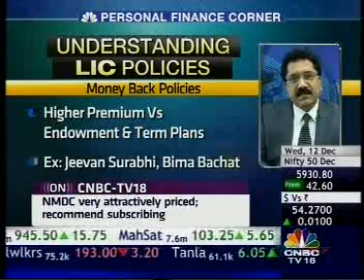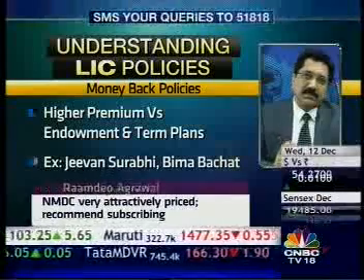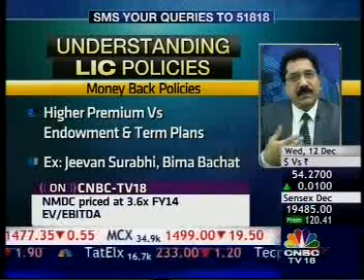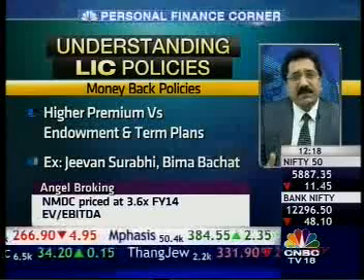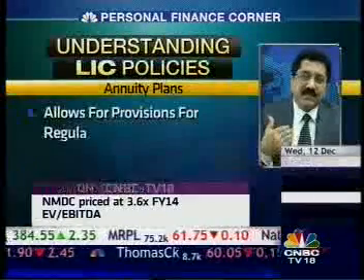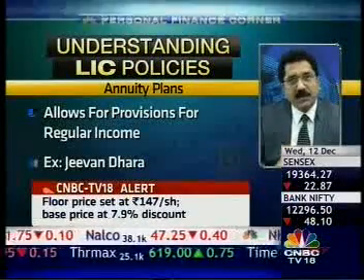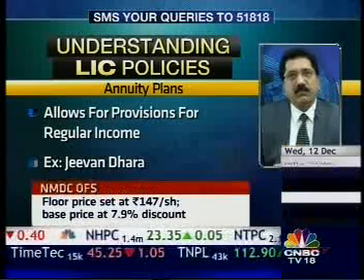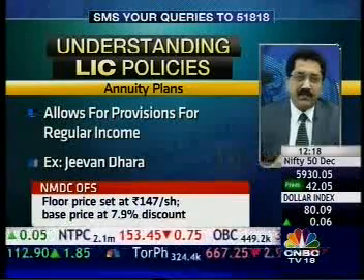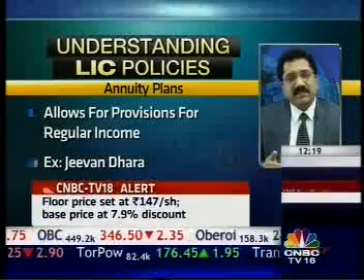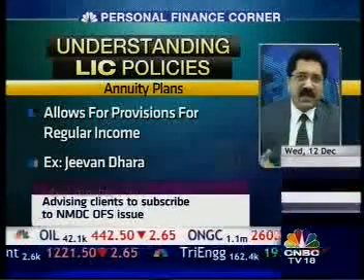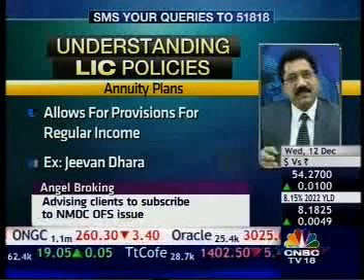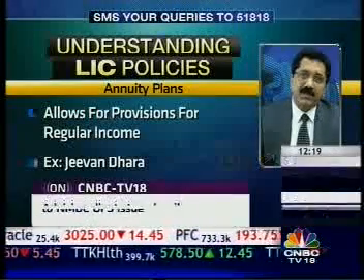The only difference here is that in these plans, the premium is higher as compared to an endowment plan or a term plan. Then there are annuity plans. These are plans which entitle a policy holder to get a regular income after a certain period. What happens is that in the accumulation stage, the policy holder keeps on depositing money, and when the disbursement phase comes, then he gets regular income by way of annuity.